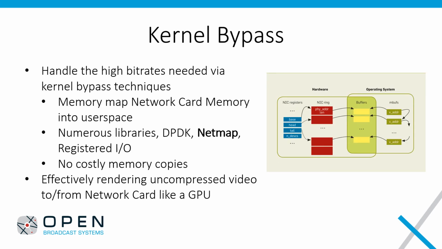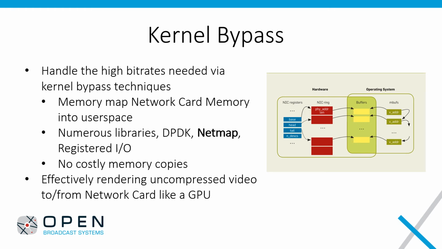So one of the things that we do to handle these high bit rates is use something known as kernel bypass. And essentially what it does is it memory maps network card memory straight into user space. So you don't have to talk to the OS to get these packets to and from the wire.